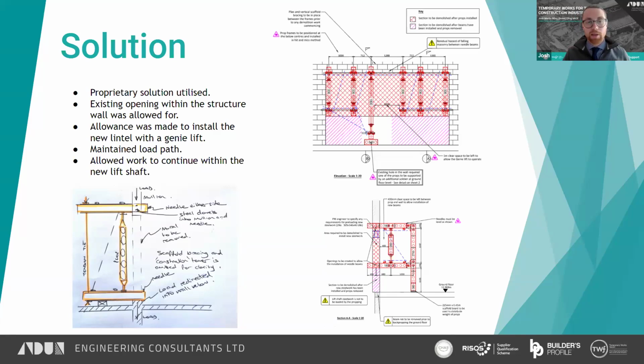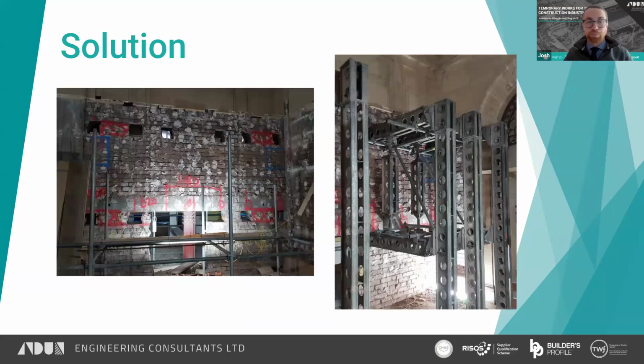Maintaining the load path was a key to this concept, so that we didn't have any back propping down through below the structure, because I think below this structure was a very tall ceiling, and then below that were some vaults, so very difficult to access. So we wanted to maintain that load path and distribute it back into the wall within that same floor. And then finally, the system enabled the work to continue with the new lift shaft on the other side of the wall. So that allowed for savings on program, enabling both those activities to progress independently.